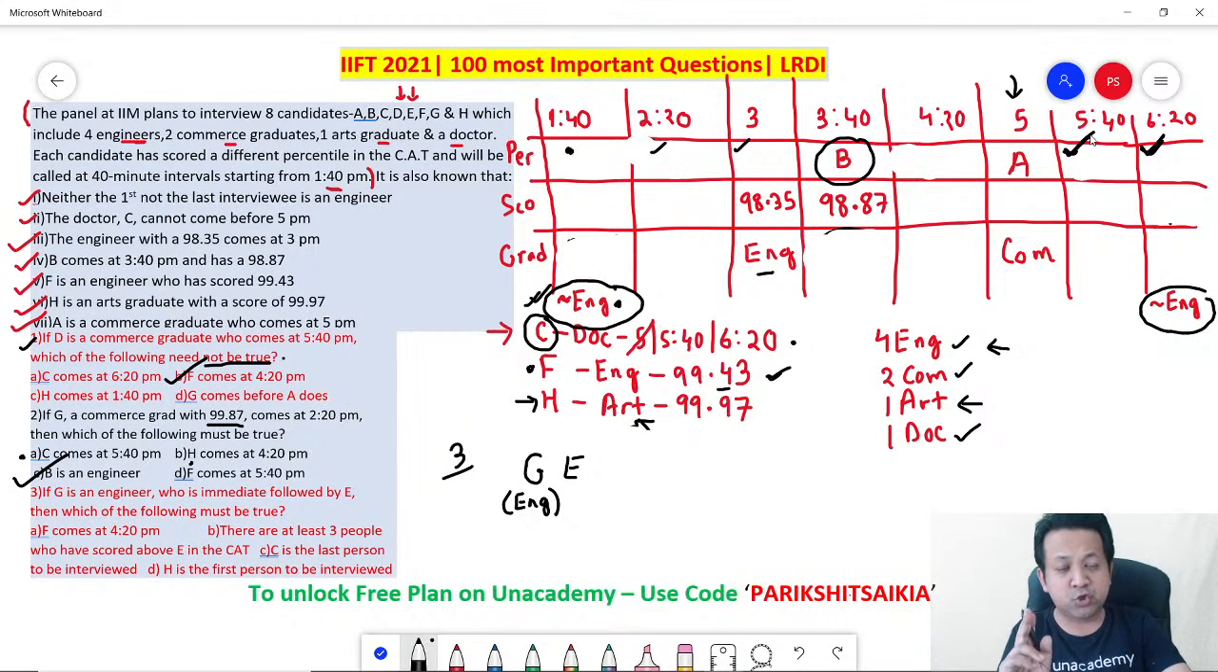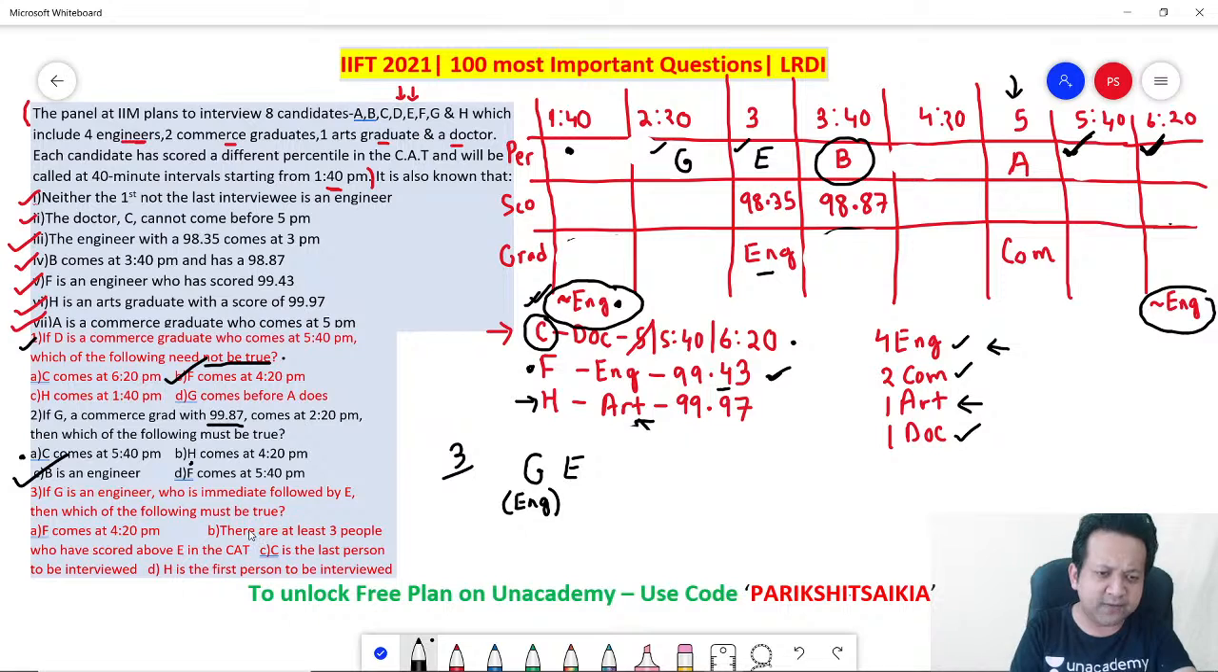So the only two consecutive vacant places are 2:20 and 3 p.m. So G has to be here and E has to be here. Get it? Now the question says, which of the following, be very careful of the words, must be true. When they say must be true, it means always true. Doesn't matter whatever the scenario, always true.